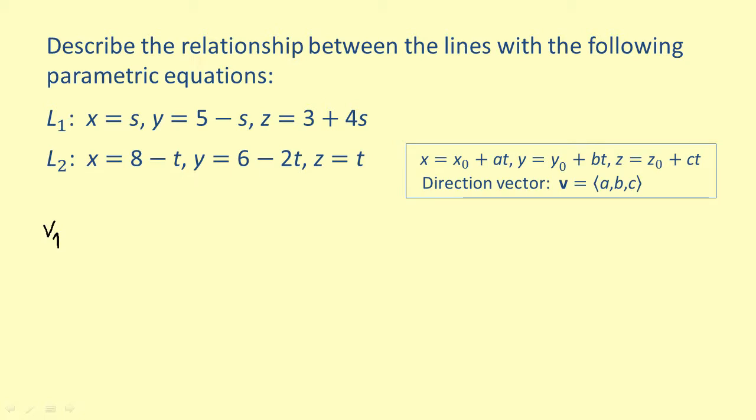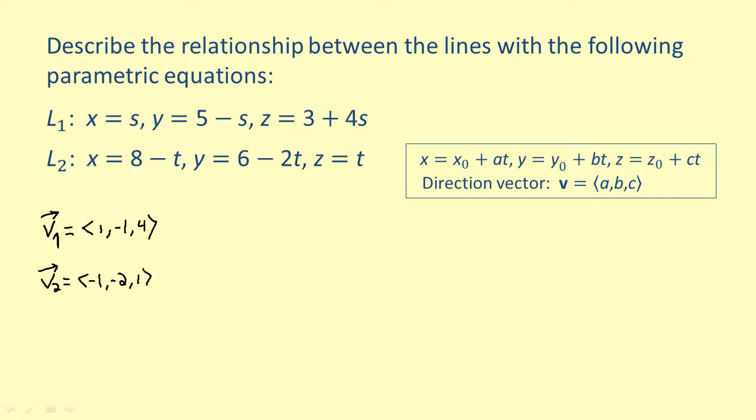The first line will have the direction vector v1 equals 1, negative 1, 4. The second line will have direction vector v2 equals negative 1, negative 2, 1. Clearly the vectors v1 and v2 are not parallel vectors, so the lines are either intersecting or skew.